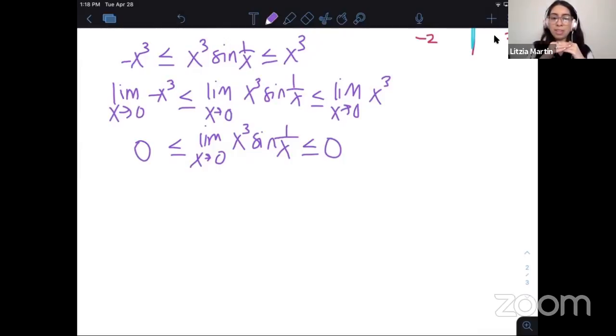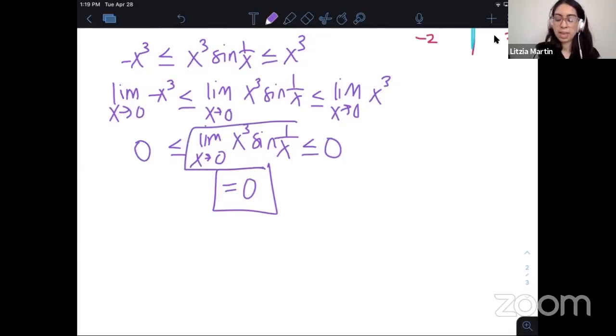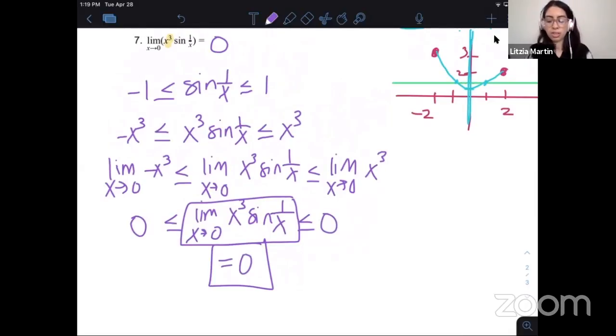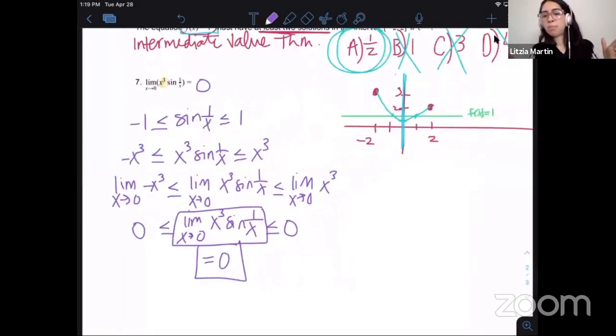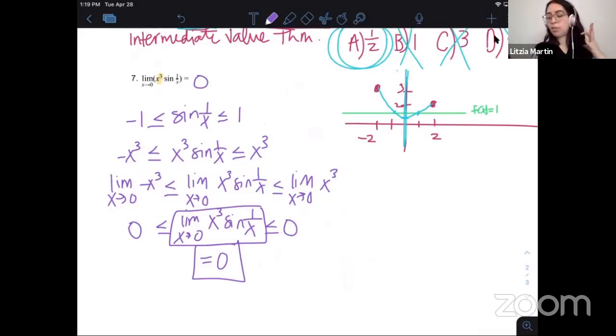I don't know if anyone remembers that theorem, squeeze theorem. If it's squeezed between 0 and 0, that means that it has to equal 0. Because if this limit is in between 0 and 0, there's no other place for it to go other than to 0. So that makes this limit equal to 0. So we had to use the squeeze theorem in order to prove that. So there you go. That was our quick review of limits and continuity.